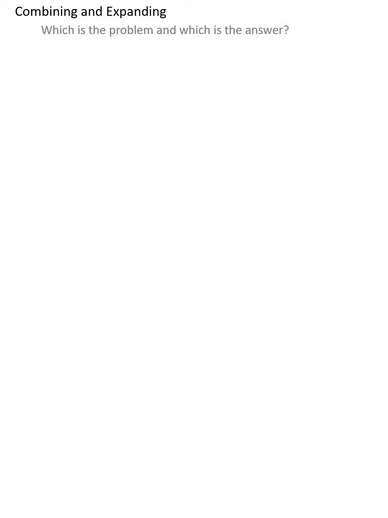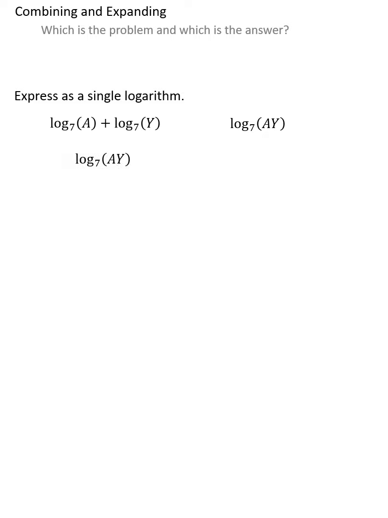In other words, it raises an interesting question. Which one of these two things is the math problem, and which one of them is the answer? Well, it turns out it depends on the directions. If you're given a problem and you're told to express it as a single logarithm and you have two or more logarithms, then you have to find a way using the previous rules to combine those, and then that would be the answer.